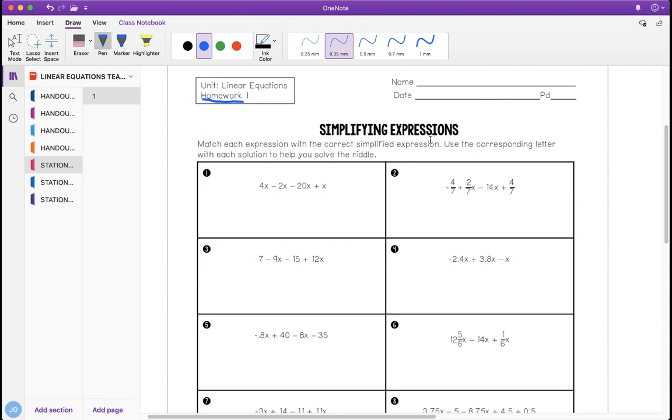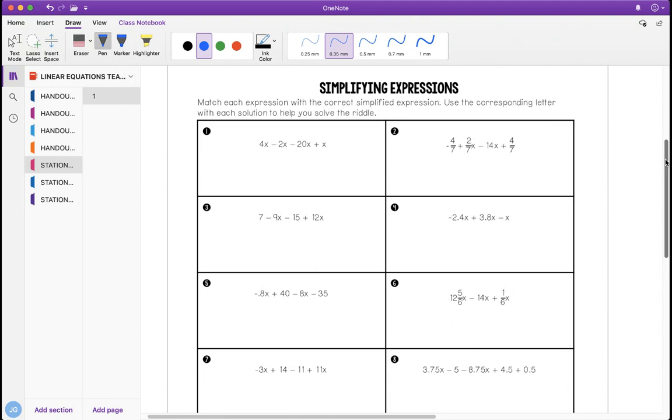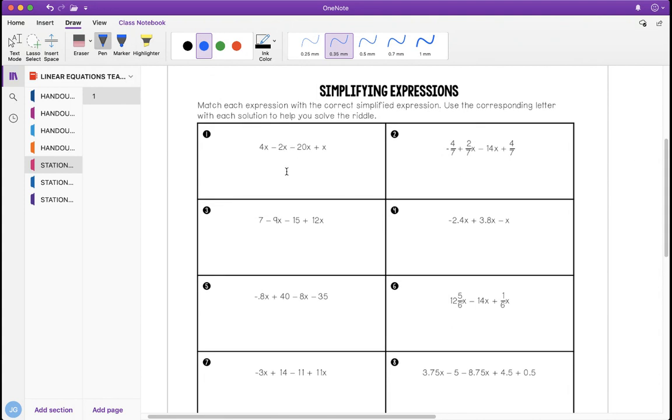It says simplifying expressions at the top. I'm going to do a couple of these with you, and then I'll show you how to solve the puzzle at the bottom. All right, so first thing we want to do is combine our like terms. If you notice, these are expressions, they're not equations, so there's no equal sign here. We just need to combine like terms.